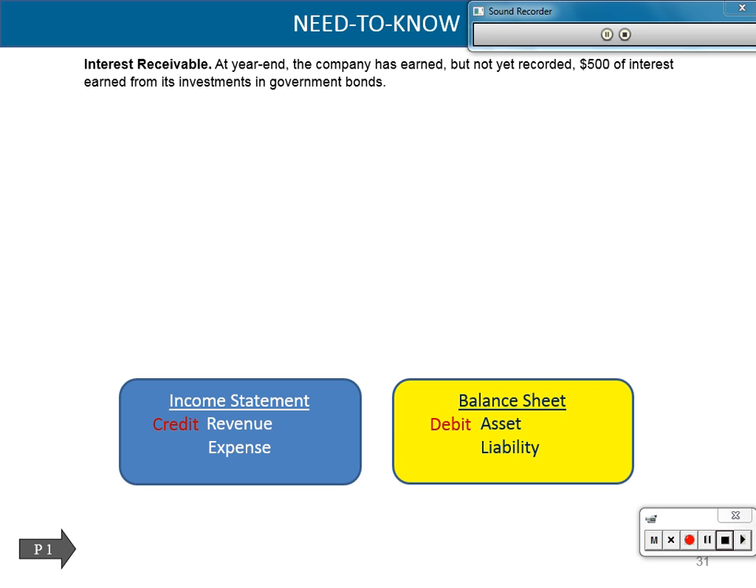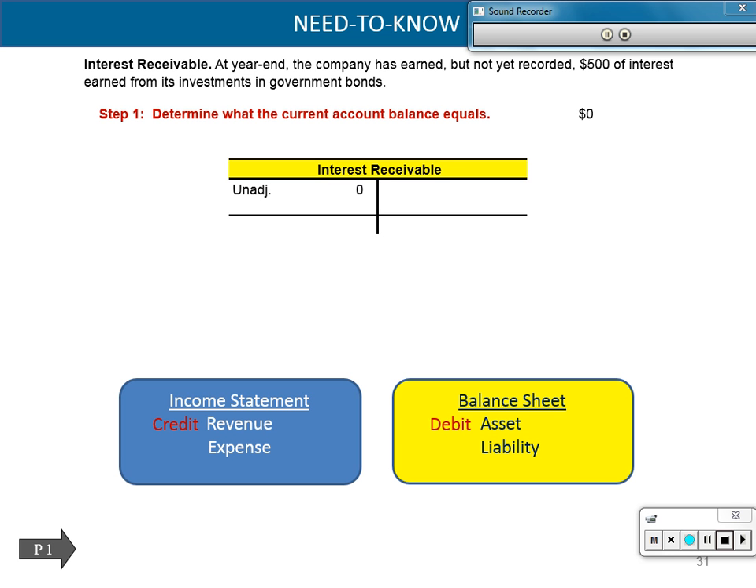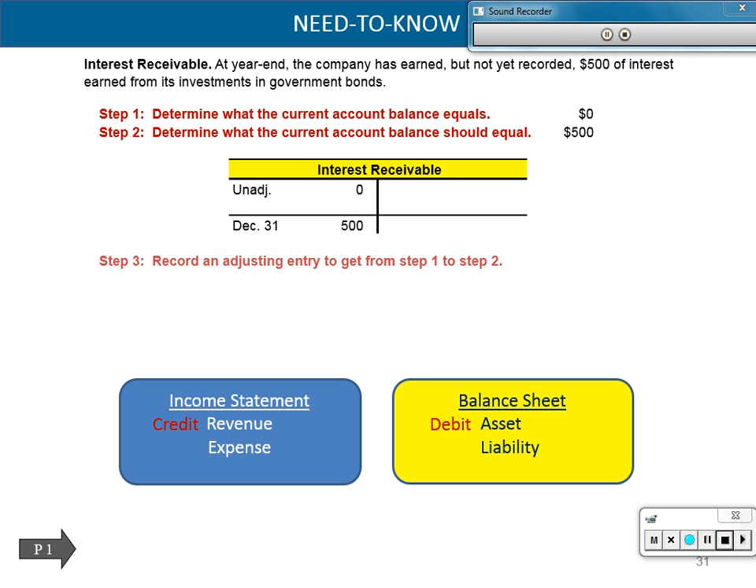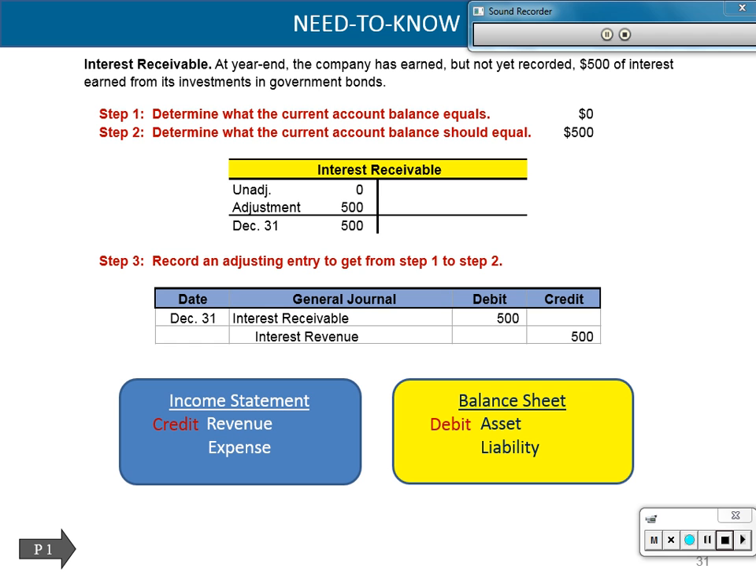Interest receivable starts off with 0, right? Because it hadn't been recorded yet. But we have to adjust, and it really should equal $500, right? So that means we must do what? Debit interest receivable, credit interest revenue, because they earned that, right?